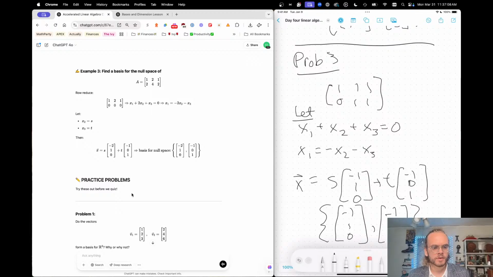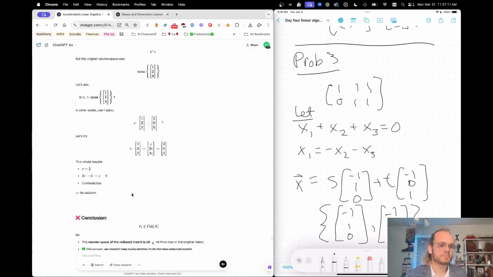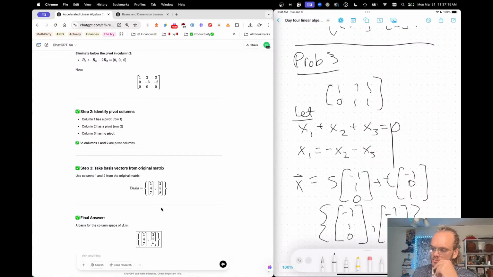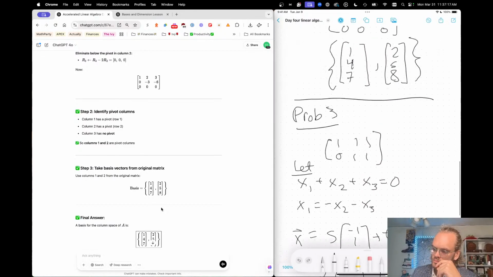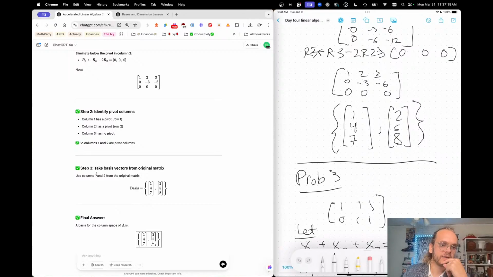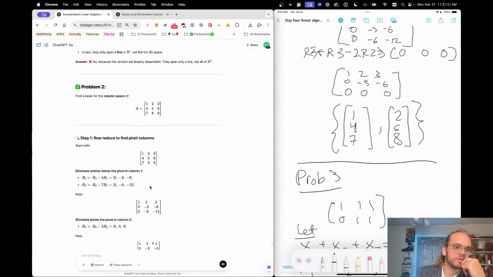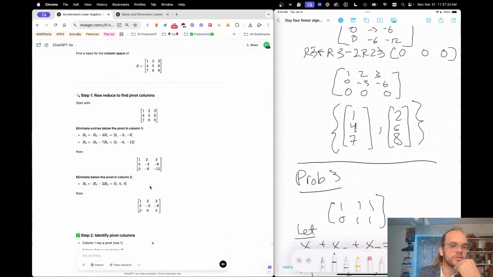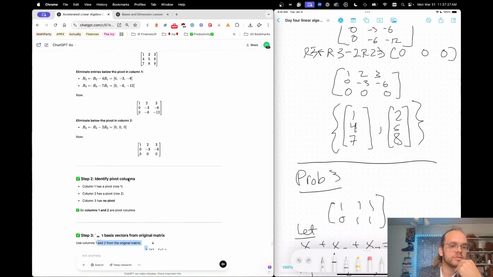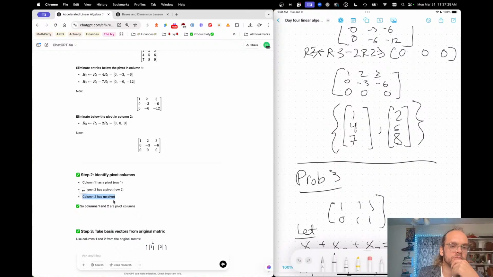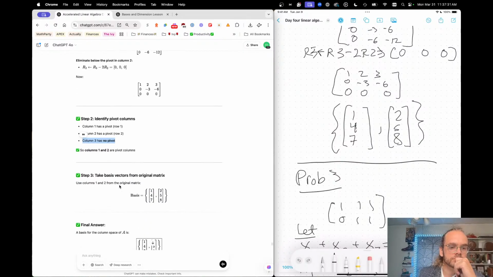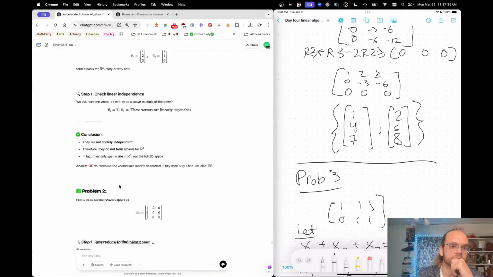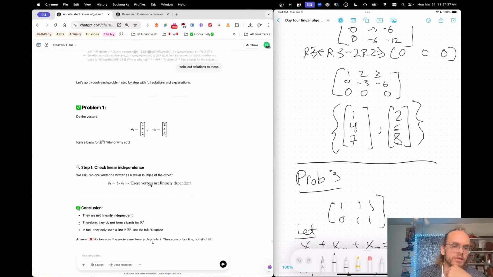All right. Let's see how that goes. Would you look at that? I was right for problem 2. Nice. You row reduce. Column 3 has no pivot here. Take the basis vectors from the original. Yeah. Problem 1, yep, linearly dependent.